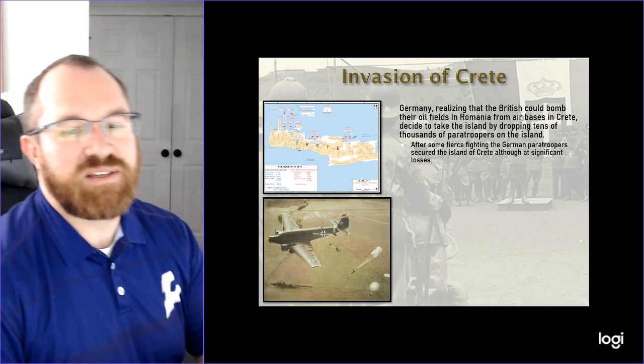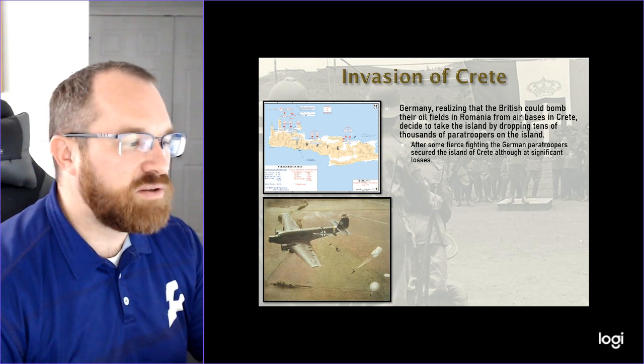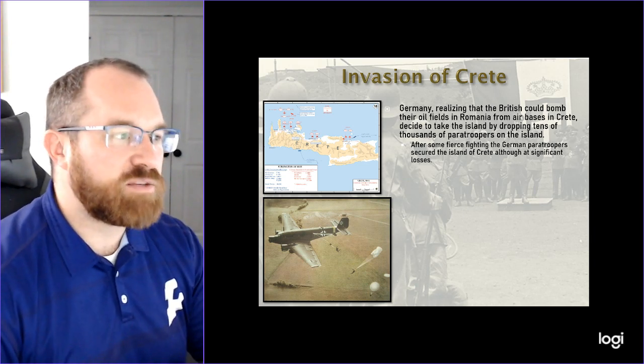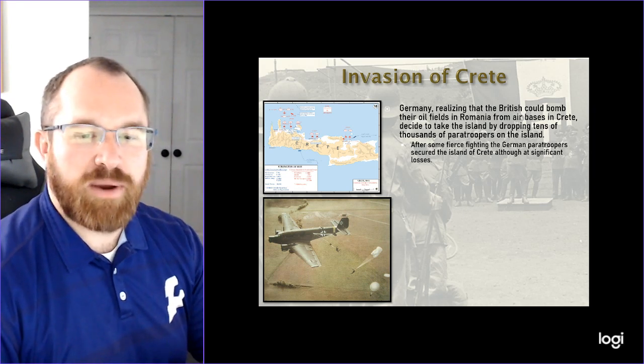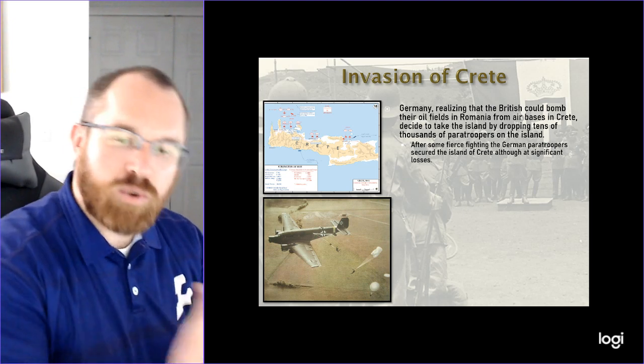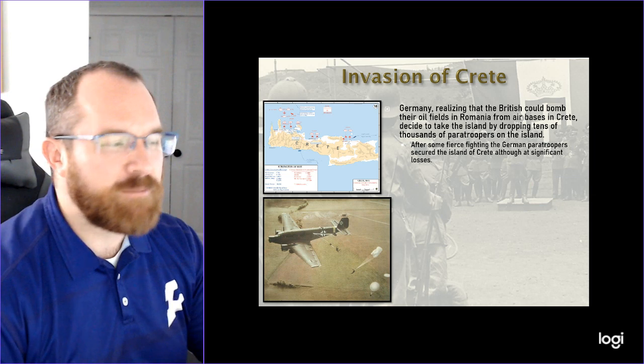So in comes the invasion of Crete. They don't have the navy to do this, so they use, again, something that worked really well in the invasion of Norway. That is paratroopers. The plan is drop paratroopers into Crete, take over some of the airfields, and then fly in more soldiers and more equipment. And that way you don't necessarily need the Navy there. So that's what they do.